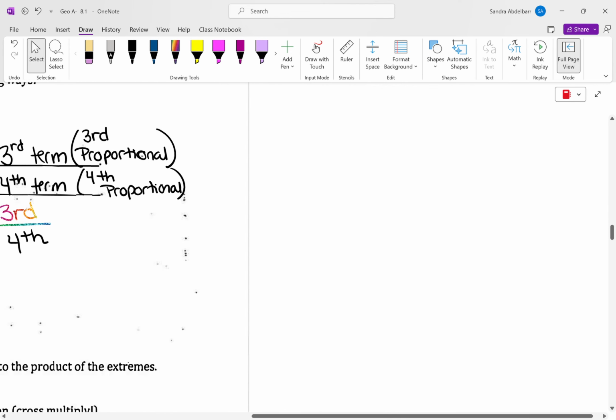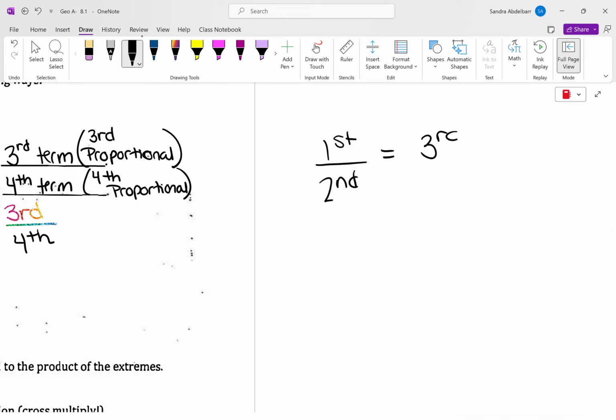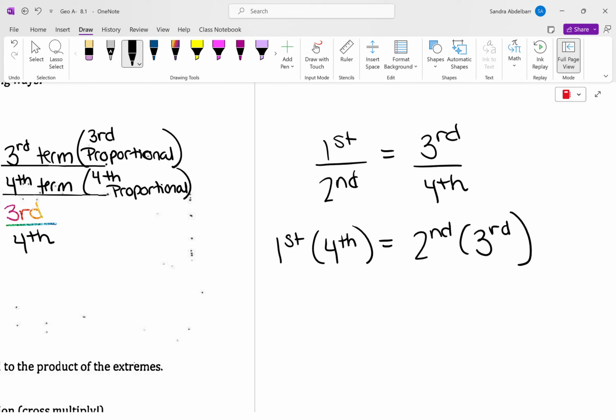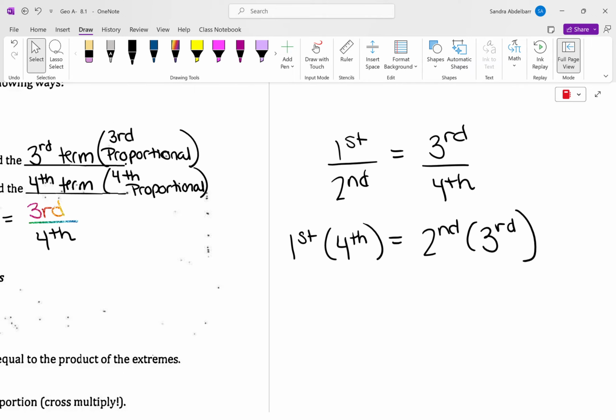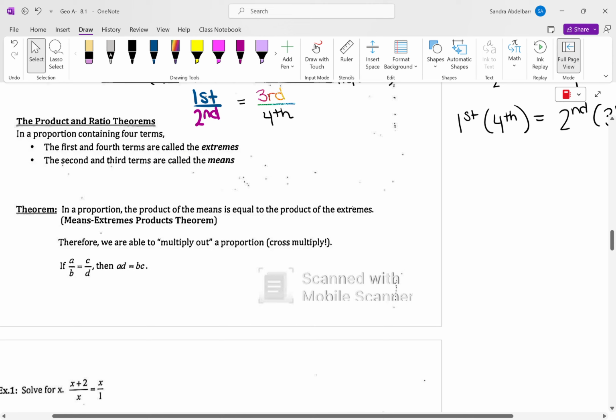Now you don't have to write this down. It's going to come up later on. So I'm just going to go to the side. When you have your first over your second equals your third over your fourth, when you cross multiply, do you all agree your first gets multiplied with your fourth and your second gets multiplied with the third? Okay, just keep that in mind. When we cross multiply, the first gets multiplied with the fourth and the second gets multiplied with the third. That's going to come into play in a bit.